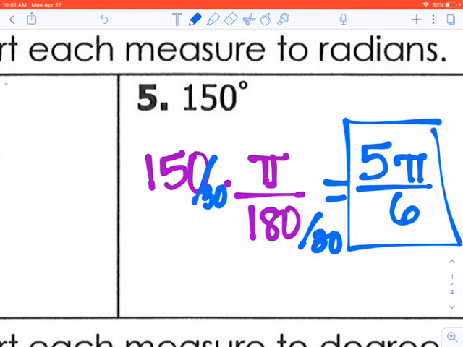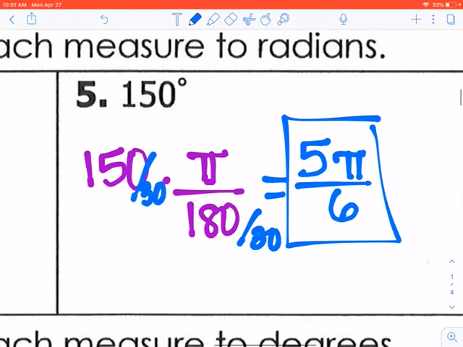You need to make sure you reduce your fraction all the way. So if you didn't realize 30 goes into both, maybe you realize 10 goes into both, and you do 15 over 18, and then you keep going from there, and eventually you'll get to 5 over 6. Don't forget the pi though. 5 pi over 6, okay? The pi tells us that's the radian measure.